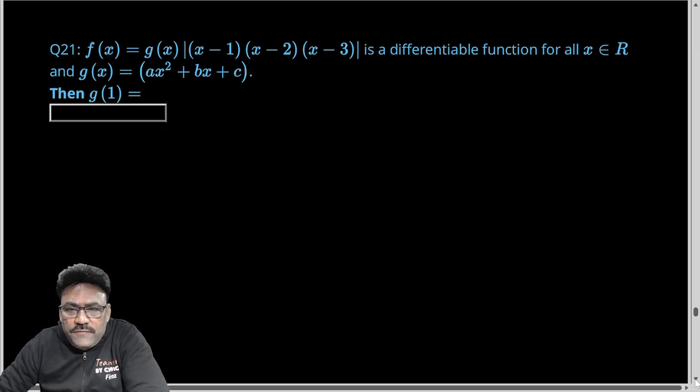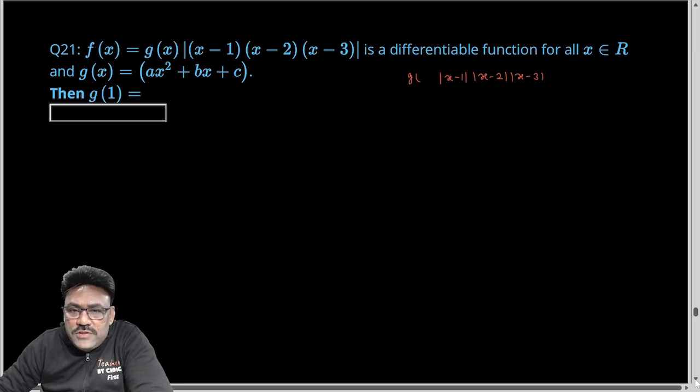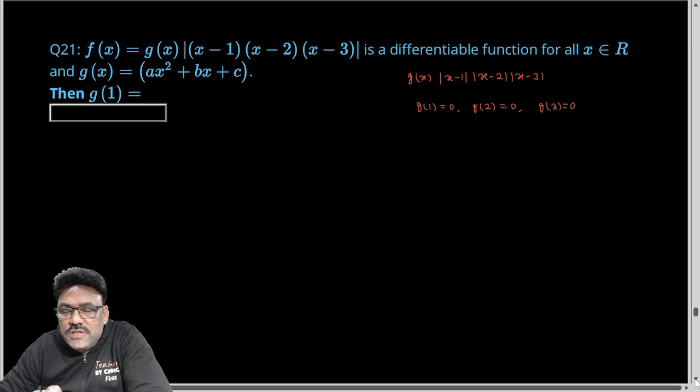Now you know that if I check it independently, mod x minus 1 is not differentiable at 1, mod x minus 2 is not differentiable at 2, and mod x minus 3 is not differentiable at 3. So this function is not differentiable at 3 points, 1, 2, 3. But when I multiply it with g(x), they are saying that it is differentiable for all x. This happens only when g(1) is 0, g(2) is 0, g(3) is 0. Since your function is always differentiable, g(1), g(2), g(3) all will be 0.